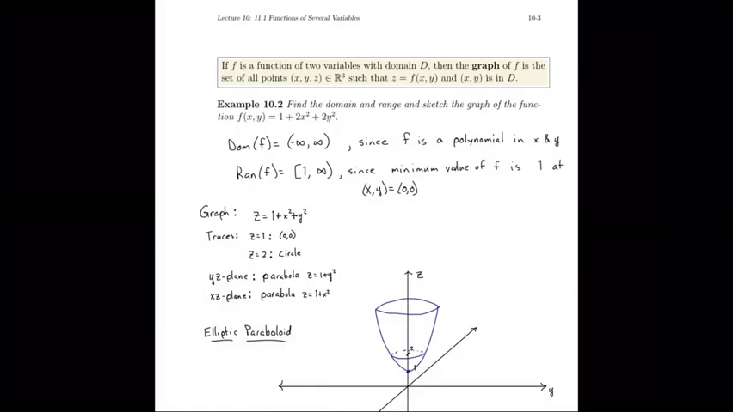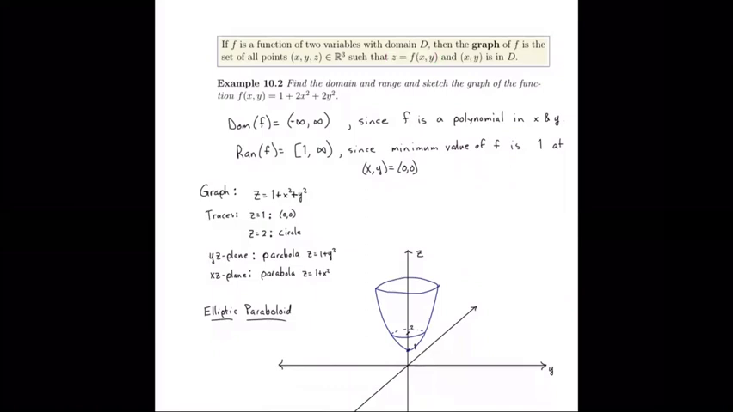So any graph we make of a two-variable function from R2 to R is going to be a 3-dimensional object, a surface, essentially. Find the domain and range and sketch the graph of the function f of x, y equals 1 plus 2x squared plus 2y squared. Now, first the domain. Well, this is polynomial in x and y. And just like a polynomial of a single variable, polynomials will have all real numbers as their domain. So it's as simple as that for this situation.